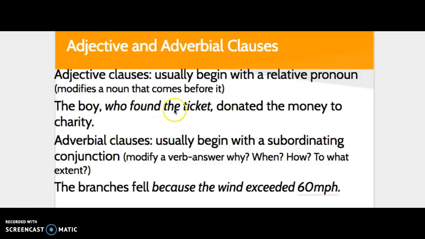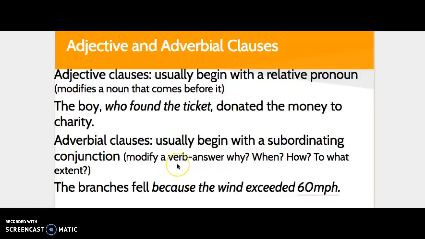So in italics here I have the adjective clause, who found the ticket. First, it's a clause because the subject is who, and the relative pronoun acts as the subject of the clause, and the verb is found. Who found the ticket is modifying the boy. Therefore, it's functioning as an adjective clause.